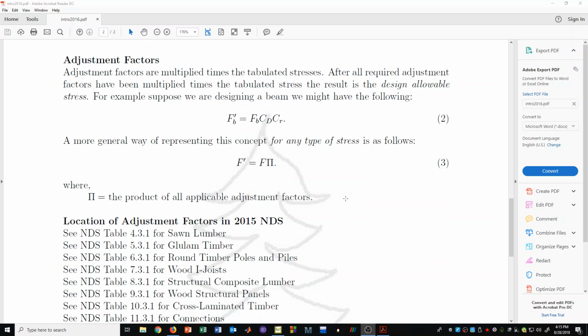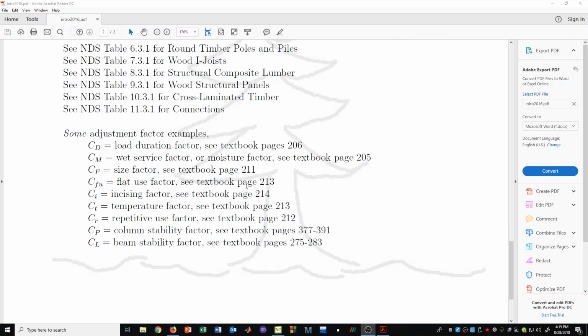And that's exactly what this capital Pi symbol is trying to represent, the product of all applicable adjustment factors. Now, we can look down here at the bottom of this document, and we can see a list of adjustment factors. These are the ones that are most common. Some of them are not used very often, but these are ones that you will often see. For instance, there's the duration factor, a wet service factor or moisture factor, a size factor, flat use factor, incising factor for wood when it is pressure treated, and then there is a temperature factor, repetitive use factor, column stability factor, and a beam stability factor.